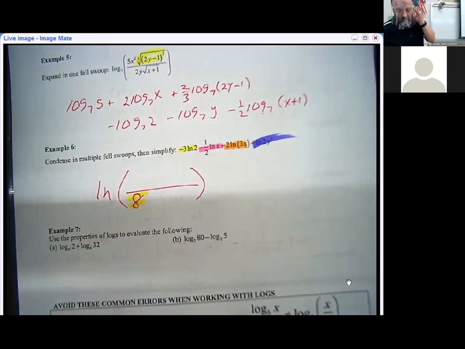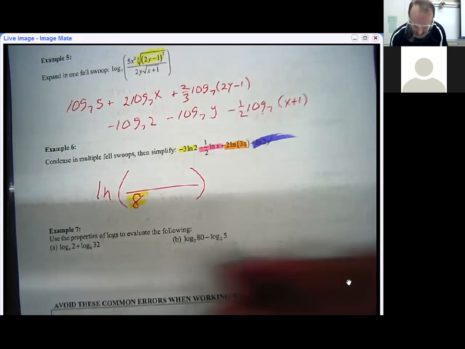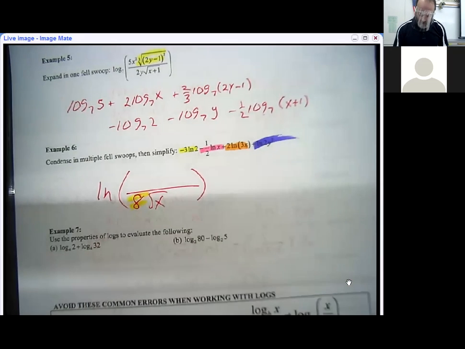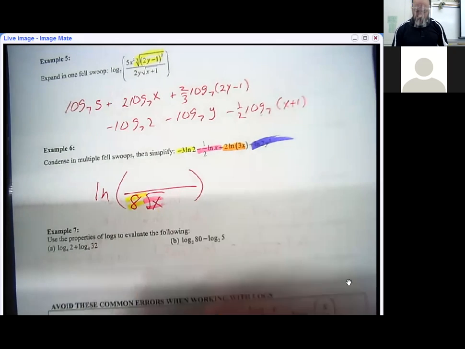How about 1/2 ln x? What is that? What happens if you bring that half up? What is a 1/2 power? Square root. Where should that square root go? In the bottom. So I've got a root x in the bottom. That's going to be this guy. I'm going to do that one pink.